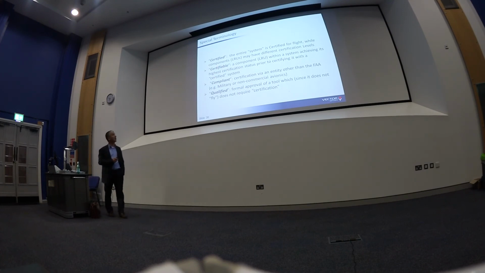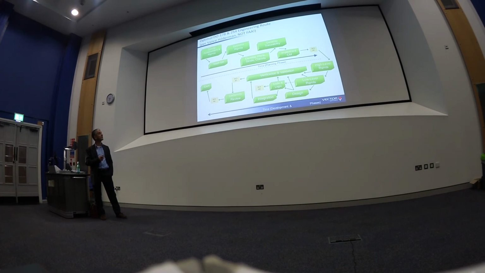So the terminology is: certified when a full system with software and hardware is certified. Certifiable when you have a piece of software that is ready to reach the certification. Compliant if you are not following the FAA or the ASA. In this case, your system is compliant, like for example military. And qualified is applied to the tools.